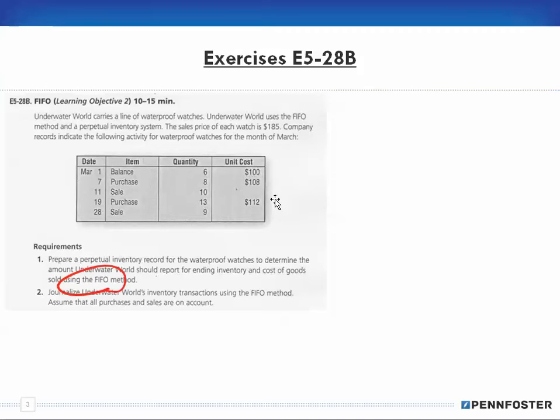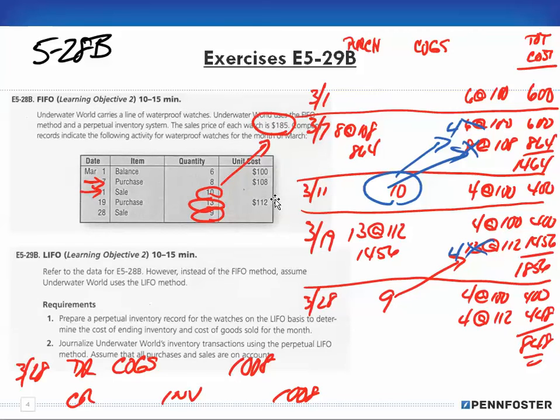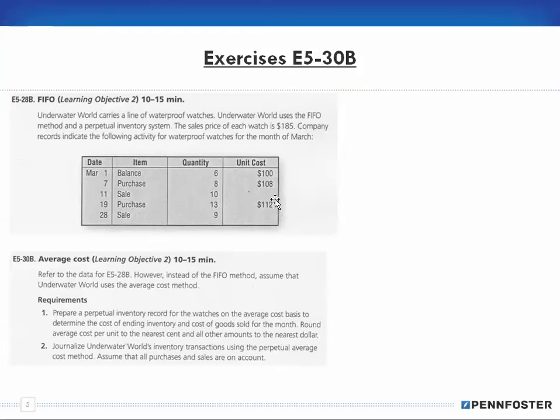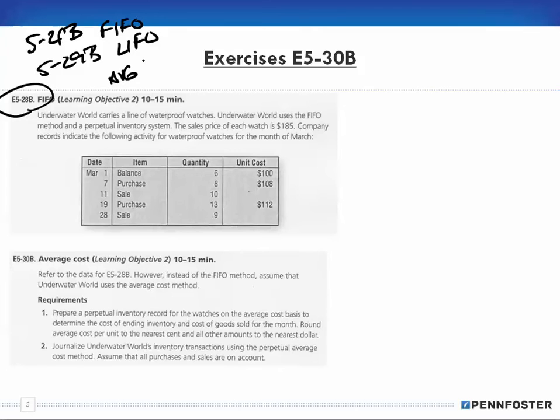Okay. So, exercise 5-28B, 5-29B, and now this 5-30B, all right, use the same set of data from 5-28. So go back and watch 5-28B, and that was about using FIFO. 5-29B is about LIFO, and now this 5-30 is about average, the weighted average cost.